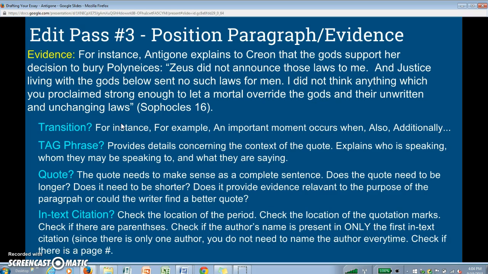Last but not least, please check your in-text citation. Check the location of the period. It should come at the very end. Check the location of the quotation marks. They should come before the in-text citation. Check if there are parentheses. Check if the author's name is present in only the first in-text citation of your essay. You only have one author, so you don't need to put the author's name every time. And then make sure you have the page number. There is no comma. There is no "pg." This is how it should look.